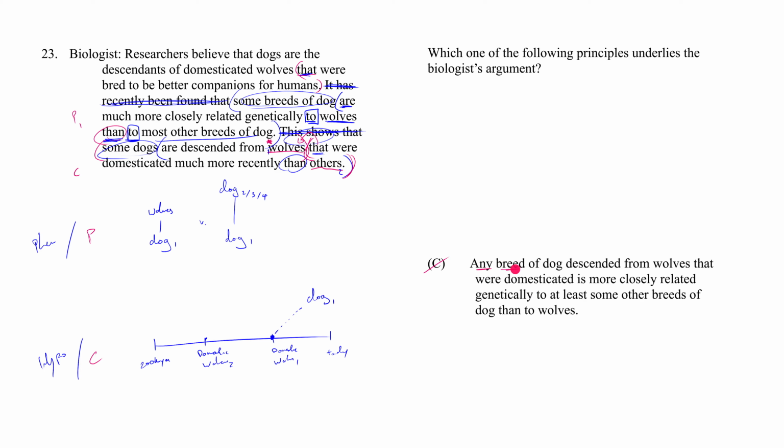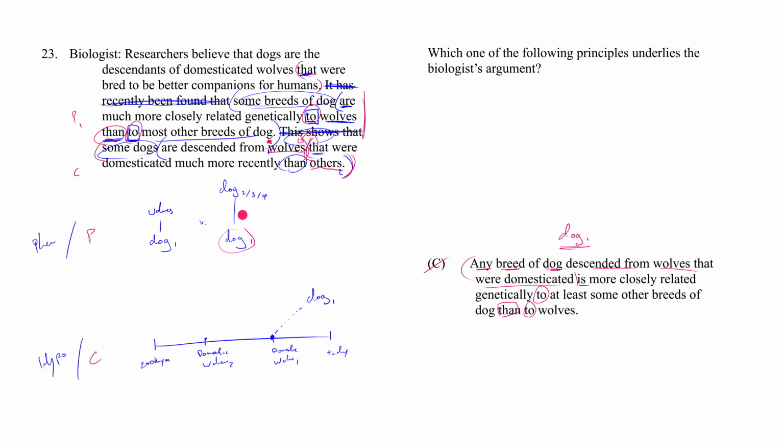Now, what is C saying? Well, it's saying any breed of dog descended from wolves that were domesticated. So D1 is a breed of dog that's descended from domesticated wolves. Fine. So D1, right? What about it? That's the subject. Here's the predicate: is more closely related. And here I want you to note the similarity in grammatical structure between answer choice C and the premise. Notice the presence of the double "to," over here, double "to," following the "then," same thing. So how do you read this? We're saying this dog, because you're descended from a domesticated wolf, you're more closely related genetically to at least some other breed of dog than to wolf. So, okay, fine.